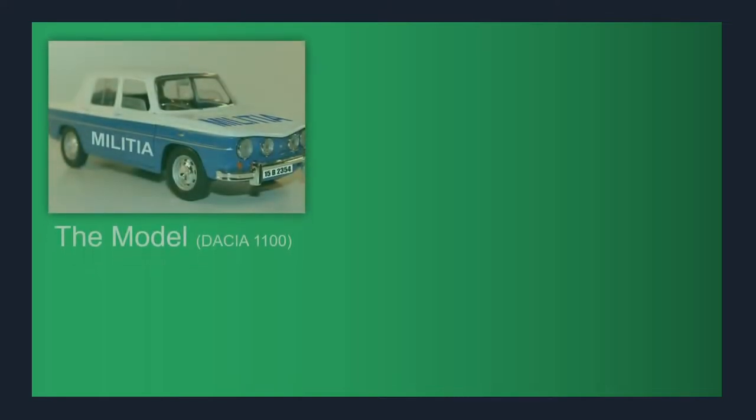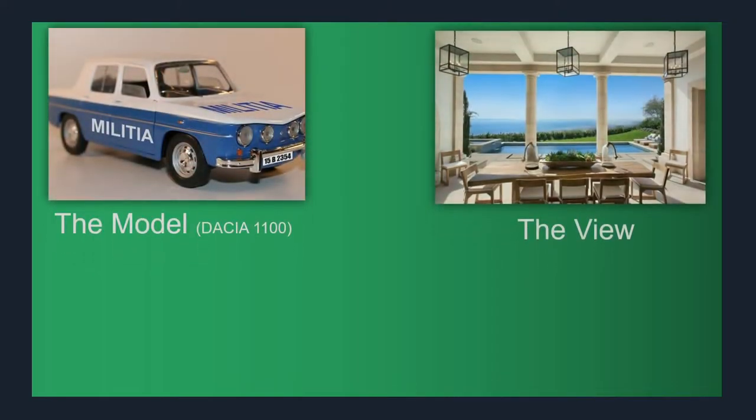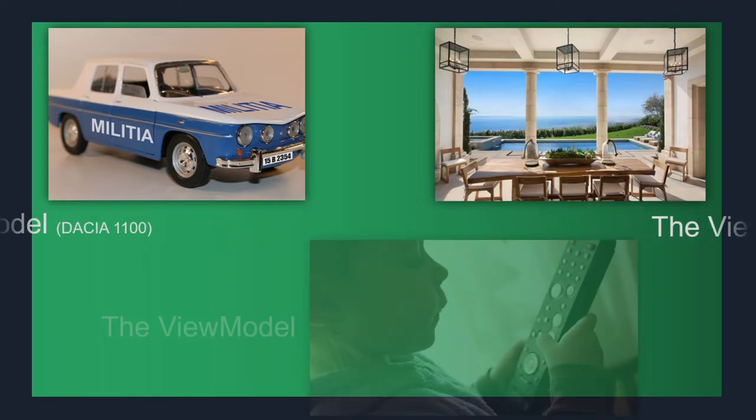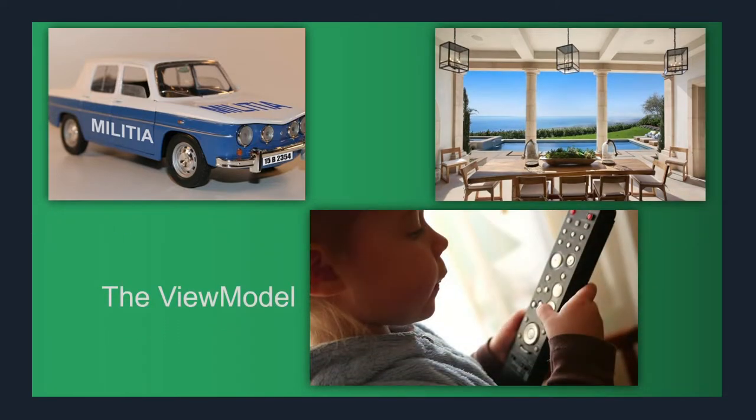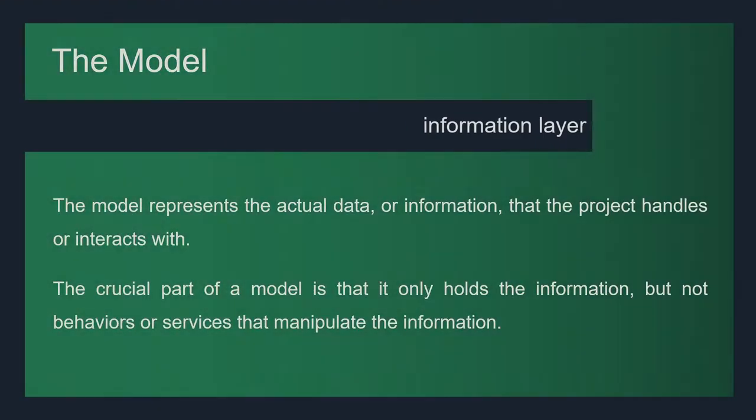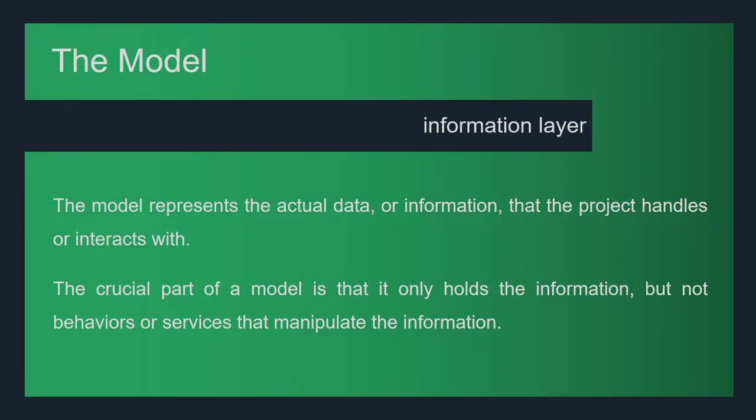The first one is the model, the second one is the view, and last but not least, the view model. Now, let's discuss each one of them separately. First, we'll take a look at the model, or the information layer, which basically represents the actual data or information that the project interacts with. It is important to note that the model should only hold the information and not manipulate it. Therefore, the business logic is kept separate from the model itself.